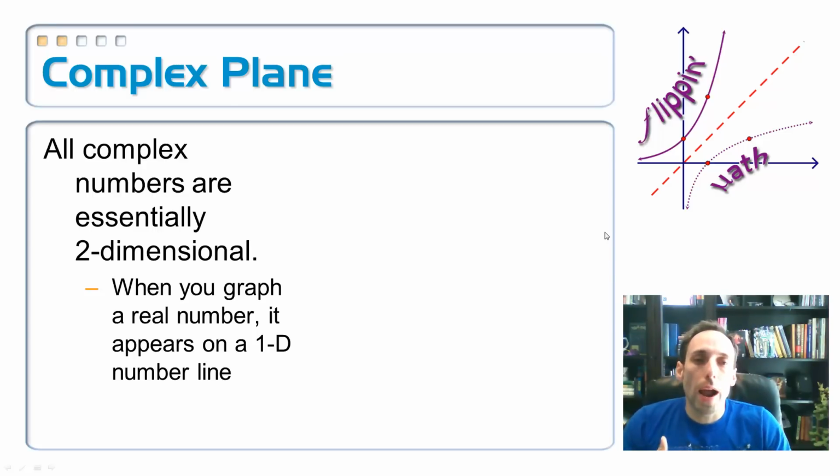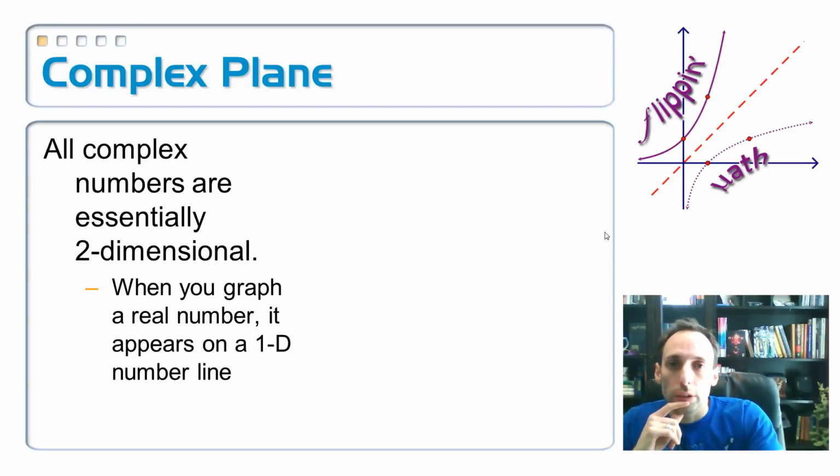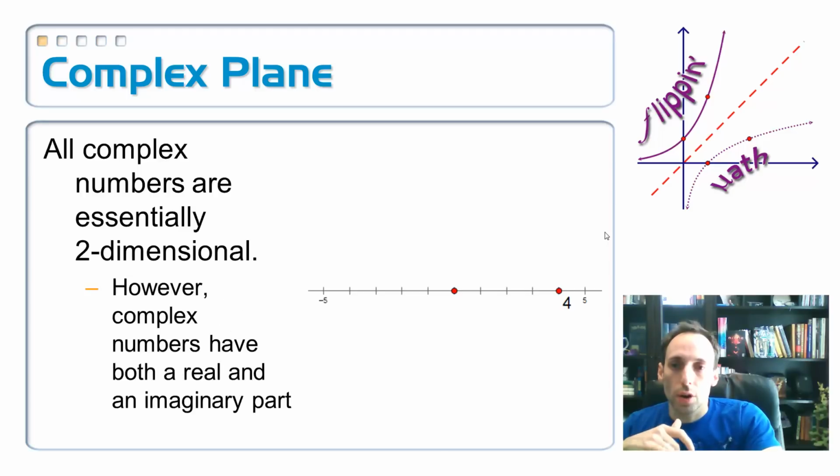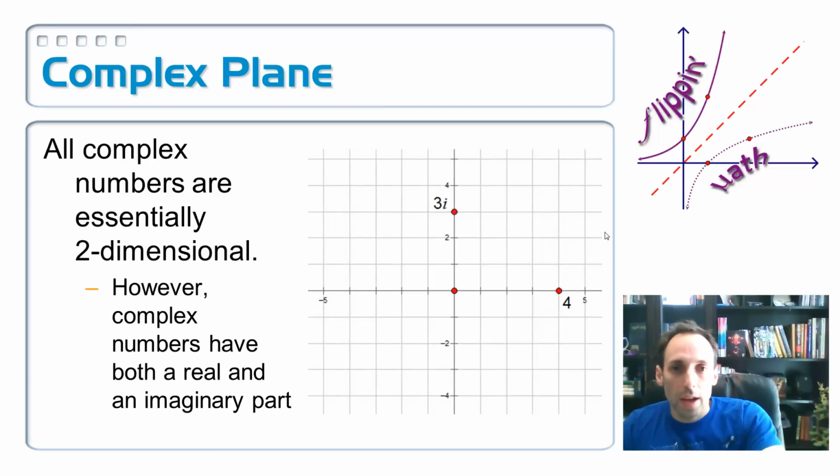Whenever you go to graph just a regular real number, it goes on a good old-fashioned one-dimensional number line. But whenever you go to graph a complex number, they're going to go on a two-dimensional coordinate plane called a complex plane. So here's just the number 4, a real number 4 graphed. Okay? So whenever you go to graph a complex number, let's say I wanted to graph 3i, I just make it kind of like a complex plane, or an xy coordinate plane. Okay, so here is the number 4 plus 3i.